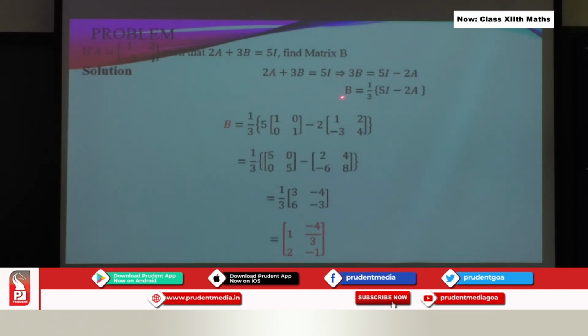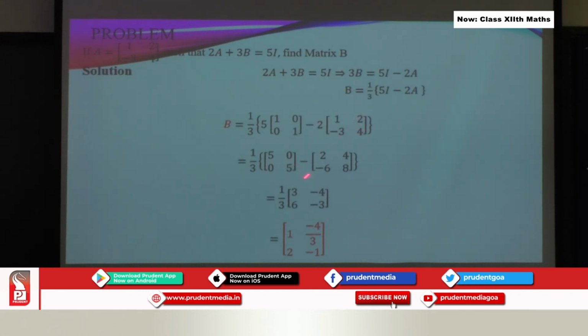Then afterwards here B equals, I get it as 5I minus 2A into 1 by 3. So I as identity matrix of order 2, I substitute. A, the matrix is given, I substitute matrices over here, and 5 gets multiplied inside identity matrix to get my scalar matrix. You can see the diagonal elements are equal and constant. So I get scalar matrix of order 2.